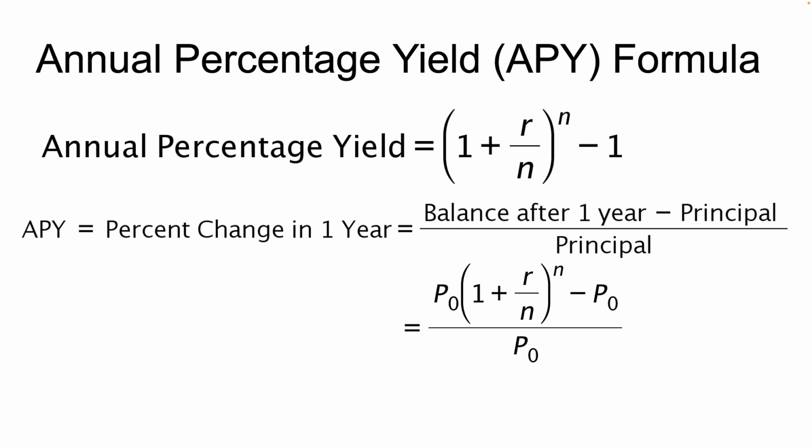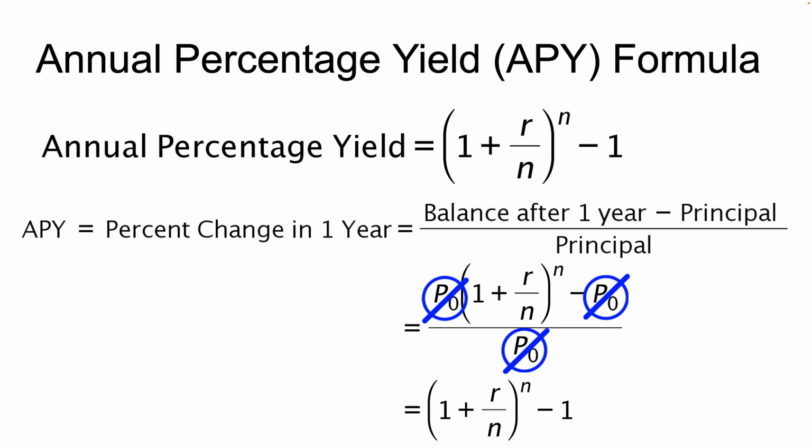But if you notice, all three of those quantities have P naught involved. And so we can go ahead and cancel all of those since they are a part of each and every quantity. Canceling the P naught leaves us with the quantity 1 plus r over n raised to the n power minus 1.